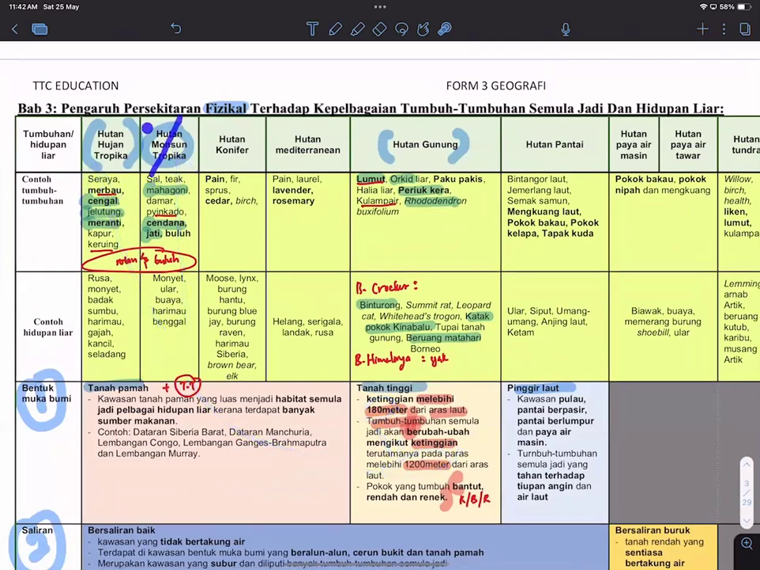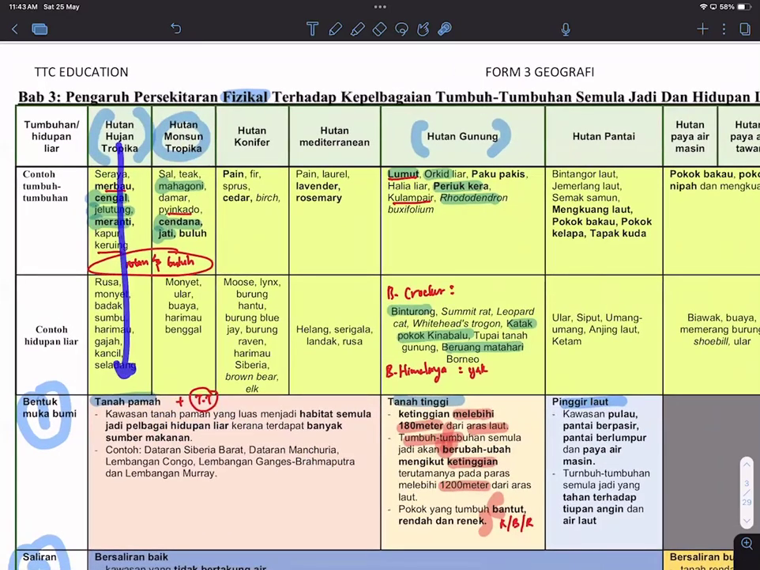But we are not going to focus on hutan monsoon tropika at all for Part 4, for hutan-hutan di Malaysia. So hutan hujan tropika can start from 0 meter above sea level all the way up to 1,200 meter. From 0 to 180 is still Tanah Pamah, 180 to 1,200 is Tanah Tinggi. But as I already mentioned in my previous classes for the last 2 weeks, physical online, for hutan hujan tropika always try to memorize Tanah Pamah only.